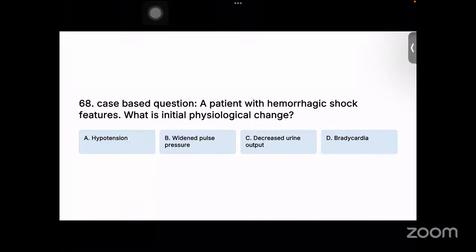So in this case, the options were hypotension, widened pulse pressure, bradycardia, decreased urine output. In a patient with hemorrhagic shock, they have asked for the initial change. Initially the vitals will be normal, and then it progresses into tachycardia, which is not here. Bradycardia was mentioned. Narrowed pulse pressure, but here it was mentioned as widened pulse pressure. The patient will have decreased urine output. That is the earliest change. Hypotension will not appear early, sir.